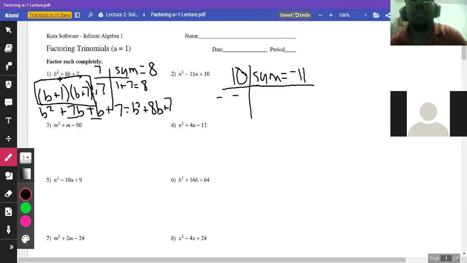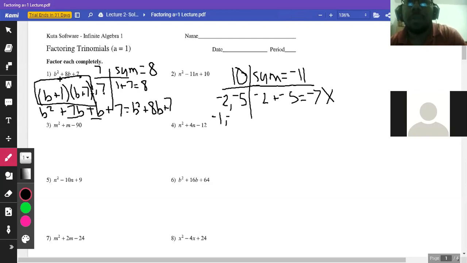negative. So thinking about two numbers that would multiply together to give me 10 and add together to give me -11. Well, for argument's sake, let's say the first thing I wanted to guess was -2 and -5. Well, let's see. -2 plus -5 gives me -7, which is not what I want. So I would keep going.